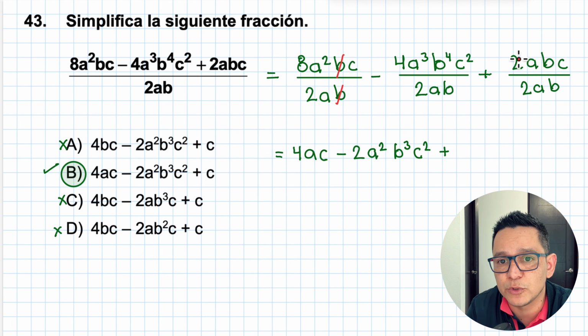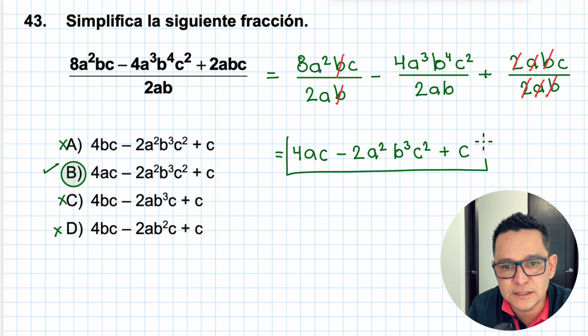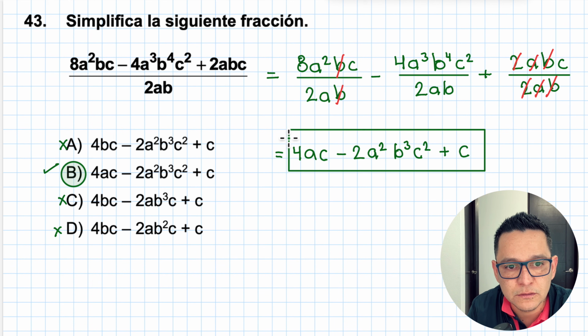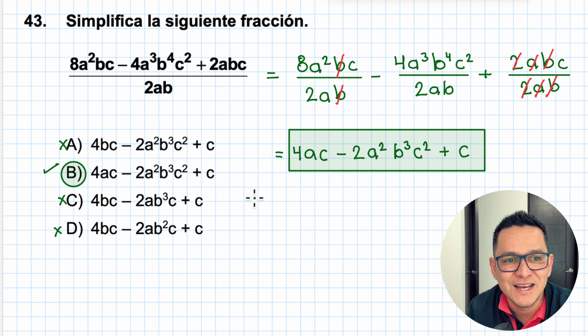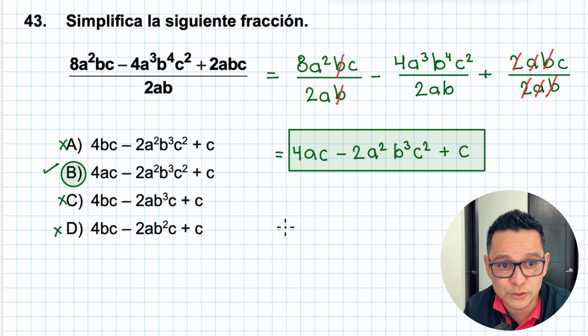For example, the 2 with the 2 cancel out, the a with the a cancels out, and the b with the b cancels out. And what do I have left? Well, just the c. So the solution has to be this one I'm boxing here, which is 4ac minus 2a squared b cubed c squared plus c. If we have that as the answer, right? 4ac minus 2a squared b cubed c squared plus c. If everything is correct, then that's it. We finished the simple exercise, right?